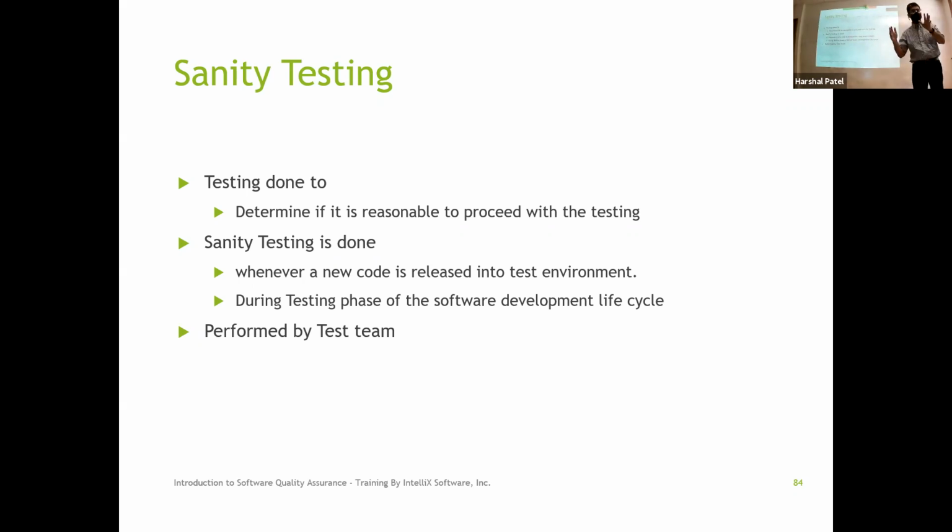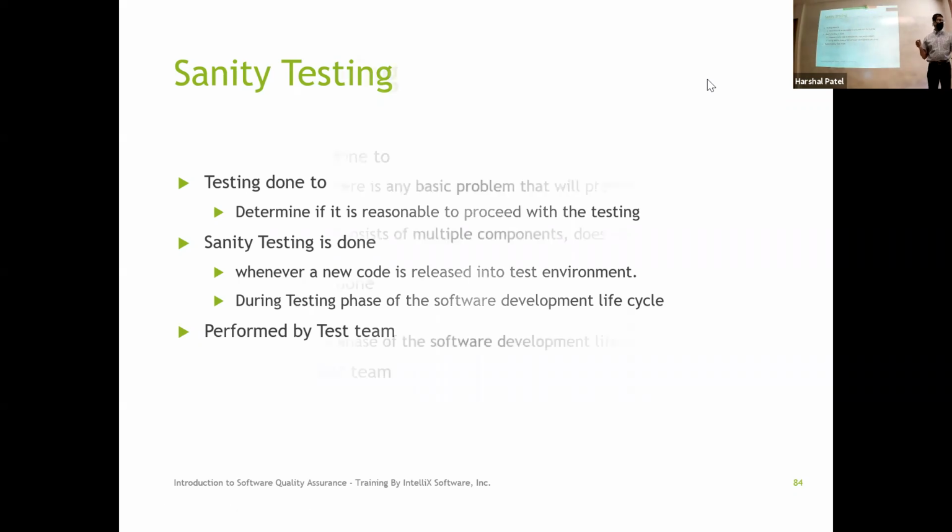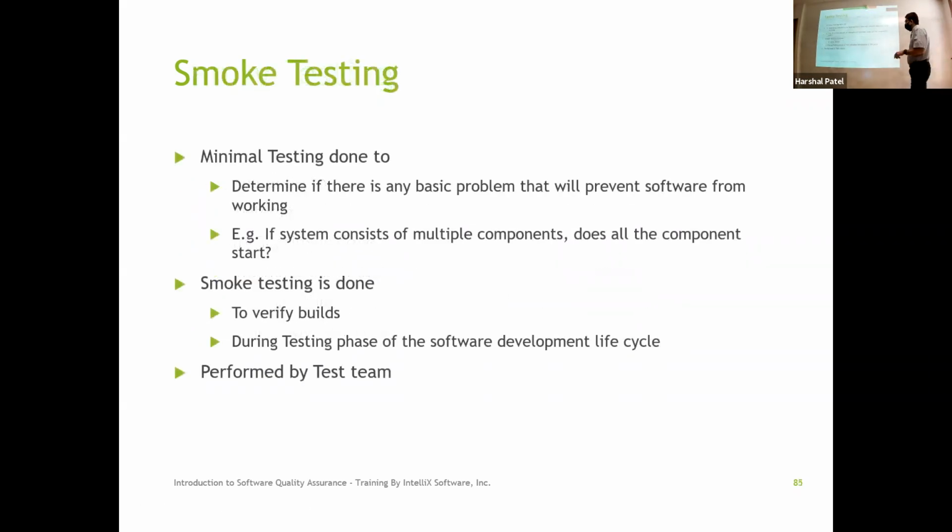So whenever the developer gives you a new piece of code, the test that you do to minimally figure out whether you can proceed with the testing or not is known as sanity testing. So is this testing done before the regression testing? Yeah, anytime anybody gives you a new piece of code, you need to first make sure, is it good for me to test it? Did they give every part and piece or not? Okay, that's sanity testing. Then there is smoke testing.